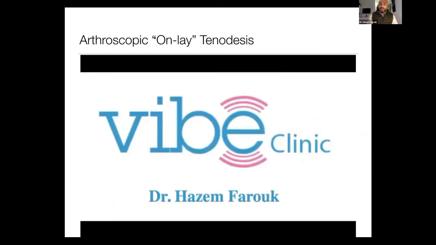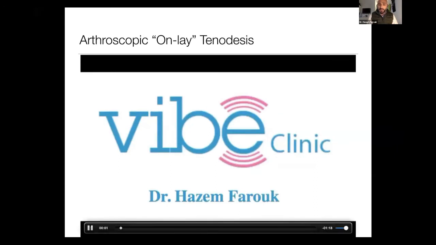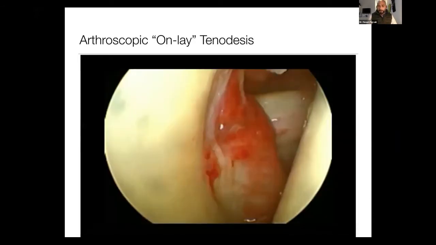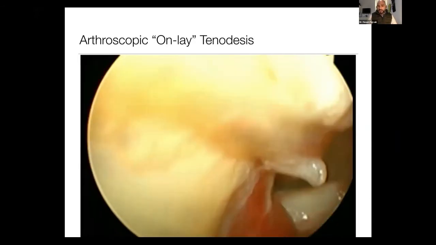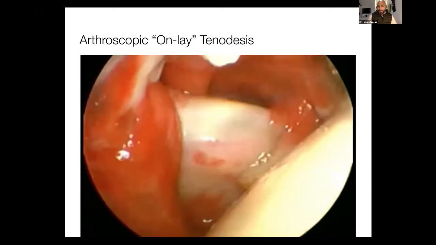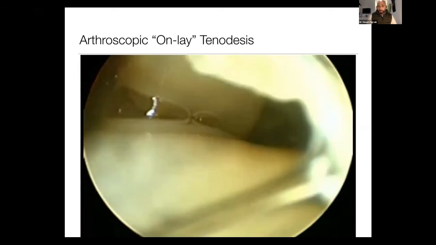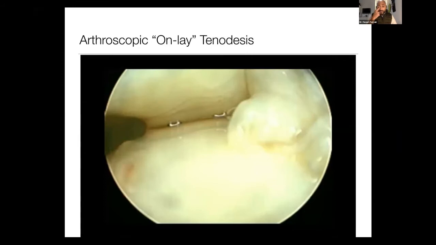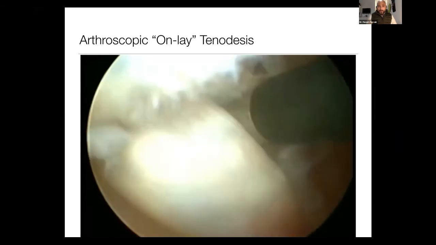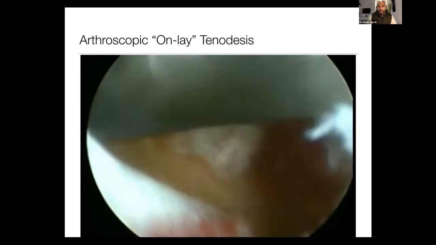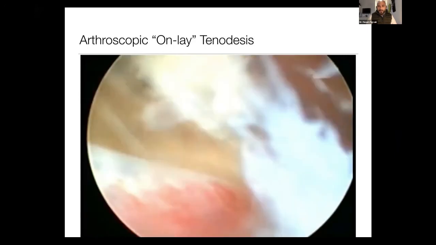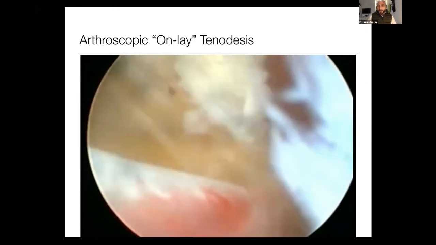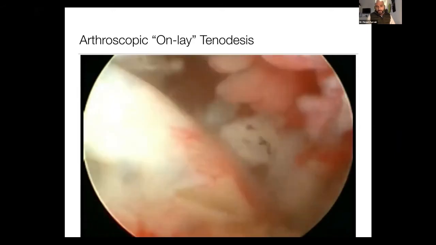This is just a quick video about the onlay tenodesis that I usually perform, especially with the rotator cuff problems. Here is the scope entrance, and we will see right away the long head of biceps and how I can mobilize it, and you can see the inflammation and the redness of the biceps tendon as it goes down the groove.